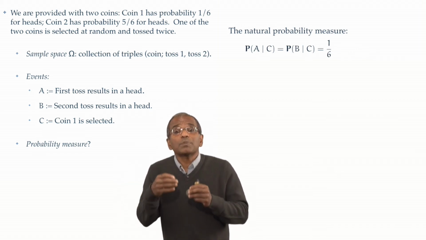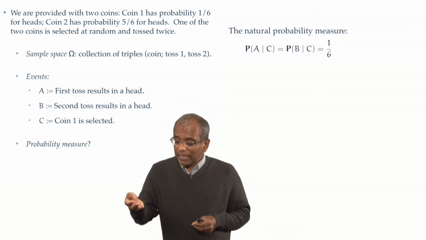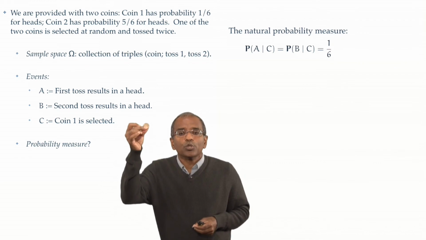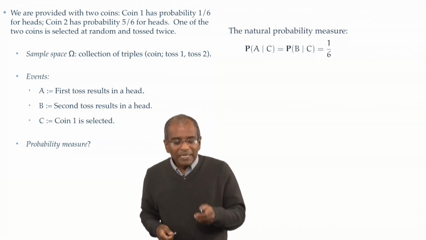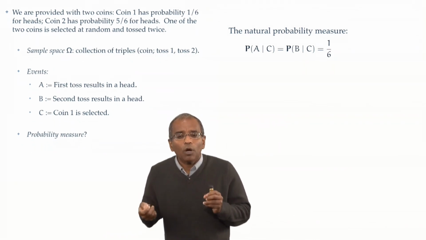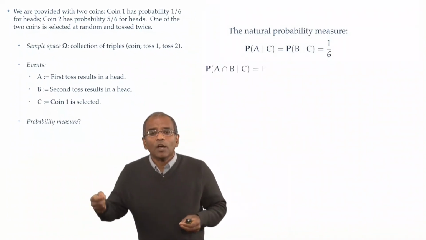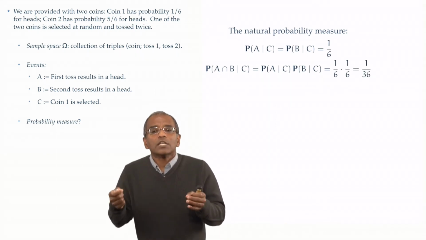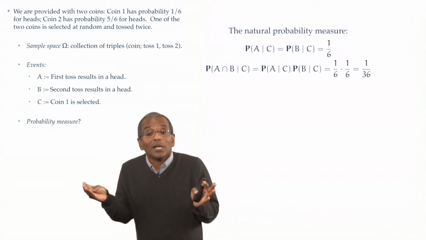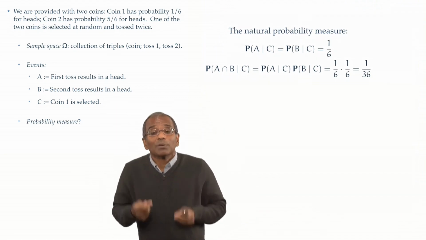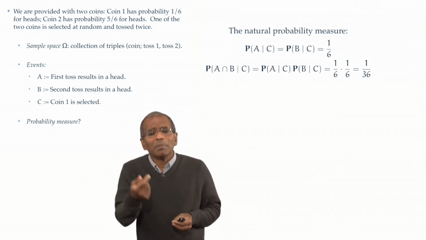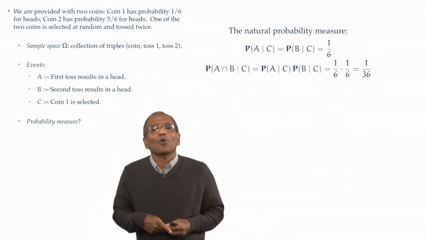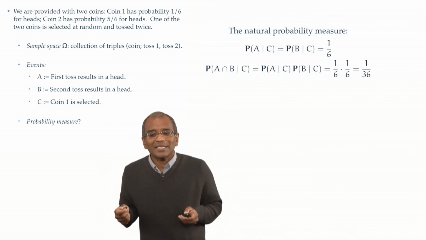Formally, this means there must be a rule of products. And what we're saying then is the chance of getting a head successively on two tosses of this chosen coin 1 must be governed by a rule of products. And therefore, the probability of A intersection B of getting two heads in a row, given that coin 1 is being tossed, must be, if there is any justice in this world, the product of the corresponding probabilities. But each of the probabilities is 1 in 6. And therefore, the chance of two heads in a row for coin 1 should be 1 in 36.